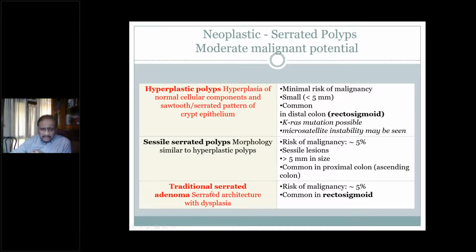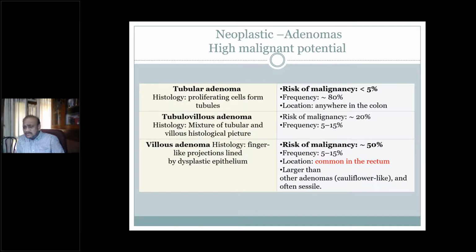But again, coming to one which is there in the rectum, that's a traditional serrated adenoma. It's got a serrated architecture with dysplasia. The risk of malignancy is again 5%. So these are the polyps which have a moderate malignant potential. But coming to those which have a high malignant potential, they are all adenomas. And these adenomas could be tubular, a combination of tubular and villous, that's a tubulovillous adenoma, or it could be a pure villous adenoma, right?